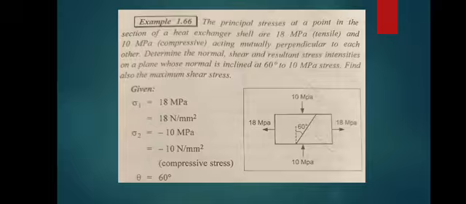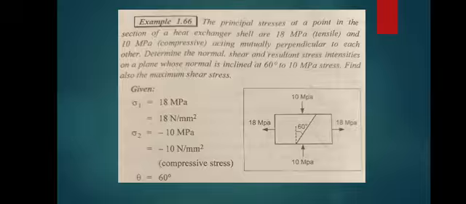Note the point. Here it is given that theta is inclined at 60 degree to 10 megapascal stress. Here the 10 megapascal stress is acting in a transverse direction, and from that transverse direction the theta value is inclined at 60 degree. Okay, which means the normal, shear and resultant stress intensities are inclined at 60 degree. Therefore you have to take the value for theta as 60 degree.